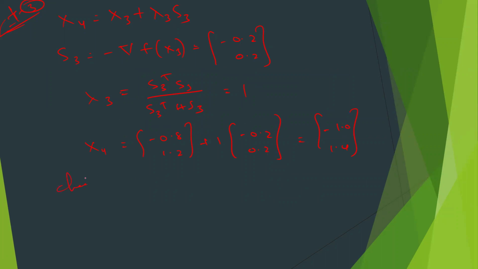Fine. Next, we have to check whether this x4 is optimal or not. For that, I have to find the gradient of f of x4, which is equal to minus 0.2 and minus 0.2. So this is not equal to 0 comma 0, therefore my x4 is not optimum. So next we have to move to the next iteration, iteration number 4, where we have to find the x5 point.